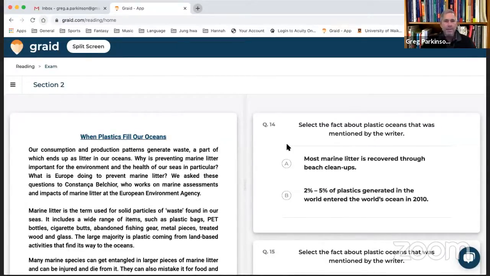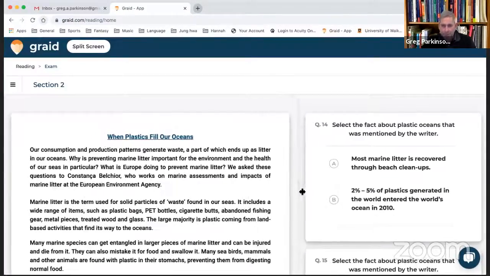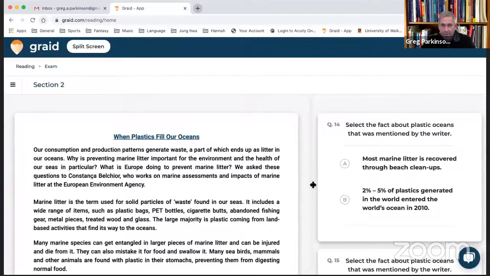Now, when plastics fill our oceans, so we can see we have the title there. One other feature of the grade site is we can maximize the size of the actual reading material itself, so we don't need the questions to be quite as big as what they are. Now, as I mentioned, the focus here is going to be on scanning. I should have said scanning.